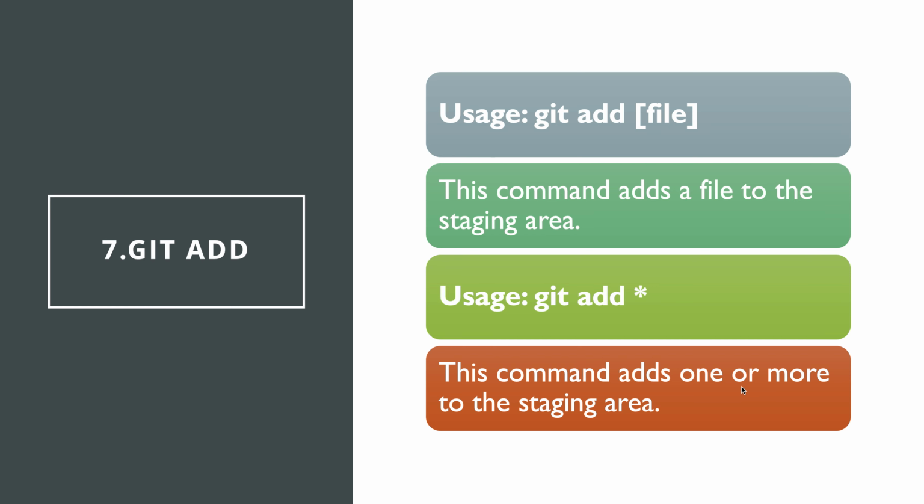Otherwise, in Visual Studio Code we can simply use the plus icon or undo icon, which is easier for us. But if you are just following the git commands, you can provide git add star. So this one command adds one or more files to the staging area. So git add means it's adding to a staging area.